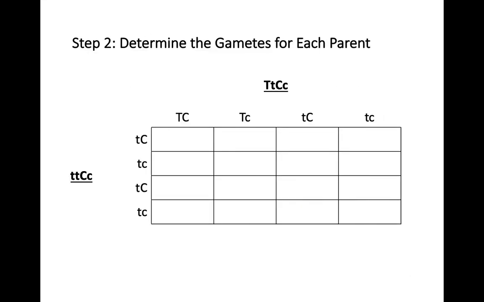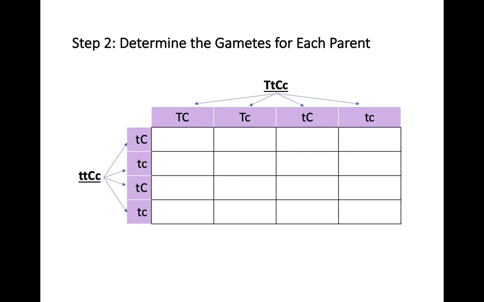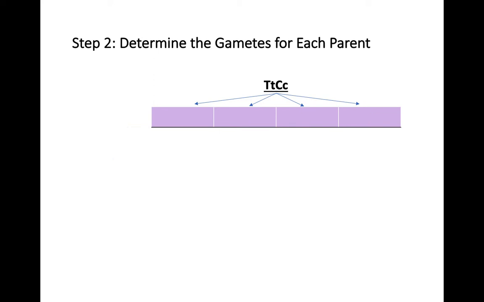Step 2, determine the gametes for each parent. Now, some people struggle with this first, but it turns out to be really easy. You're going to be using the genotypes of the parents to figure out what to put here for the gametes. You're essentially going to be doing FOIL, like in math. Just watch closely what I do here, and you're going to get it.